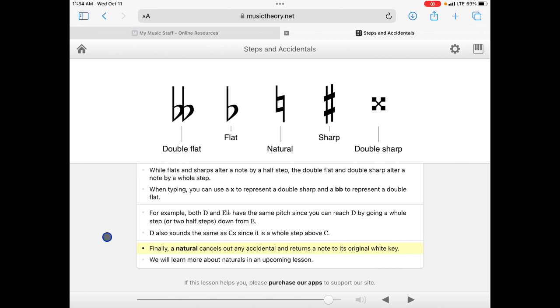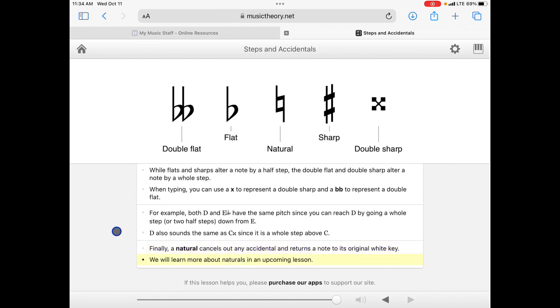A natural cancels out any accidental that is currently in your music and returns the note back to its original white key. Okay? Original white key. This is your Control-Alt-Delete button in music. So when you see this and you've had flats and sharps and double flats and double sharps, if you see this guy pop up on that specific note, these guys don't matter anymore. This is what we stick with.